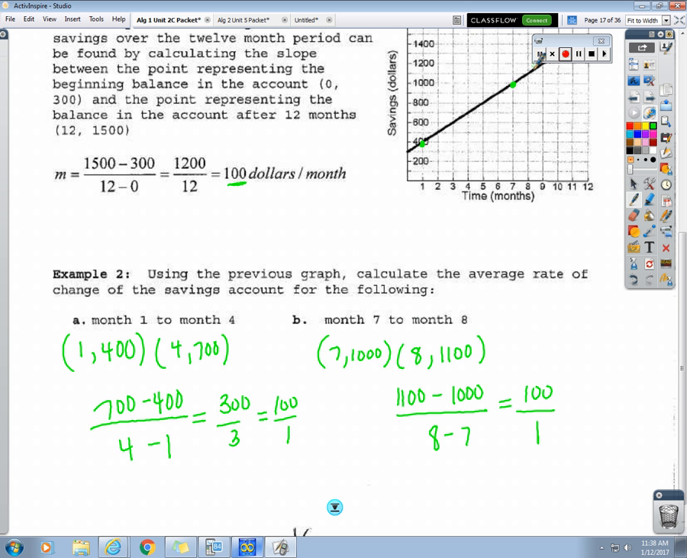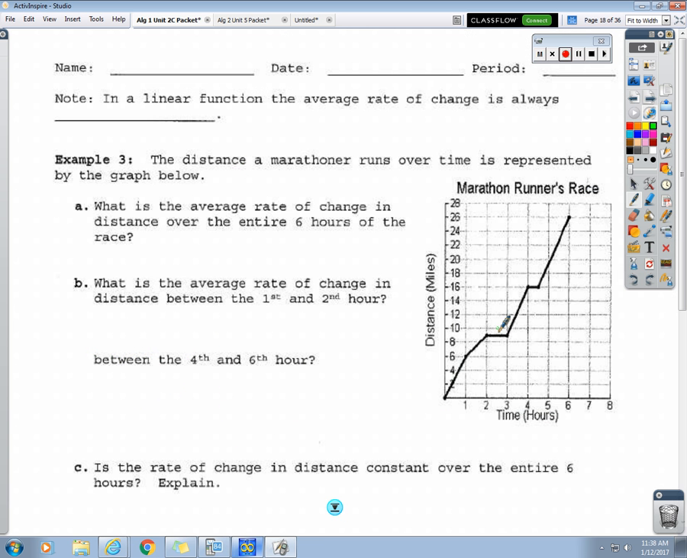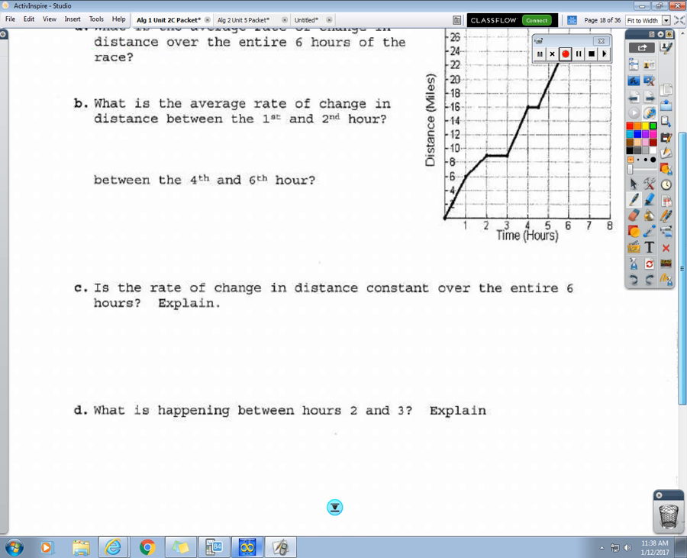It's a linear function, and linear functions have a constant rate of change, right? Otherwise, it wouldn't be a straight line. Okay, flip to the next page. In a linear function, the average rate of change is always constant. Okay, I want you to take a few minutes and try example 3A through D.